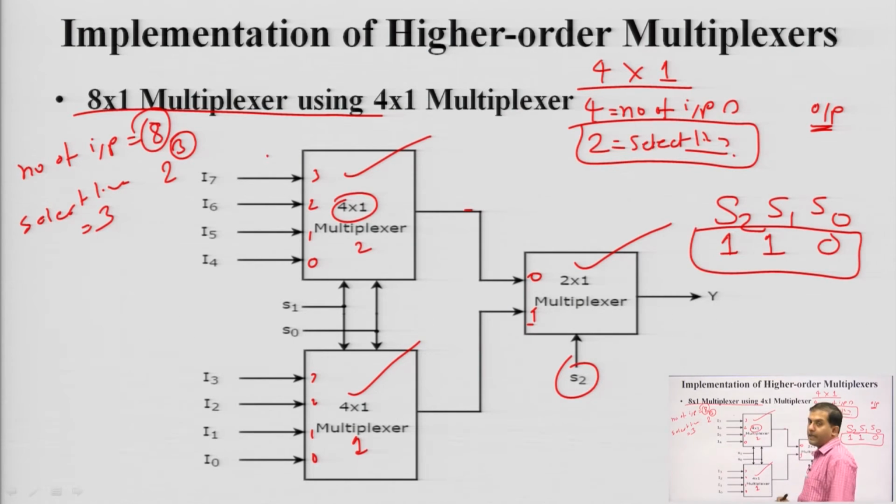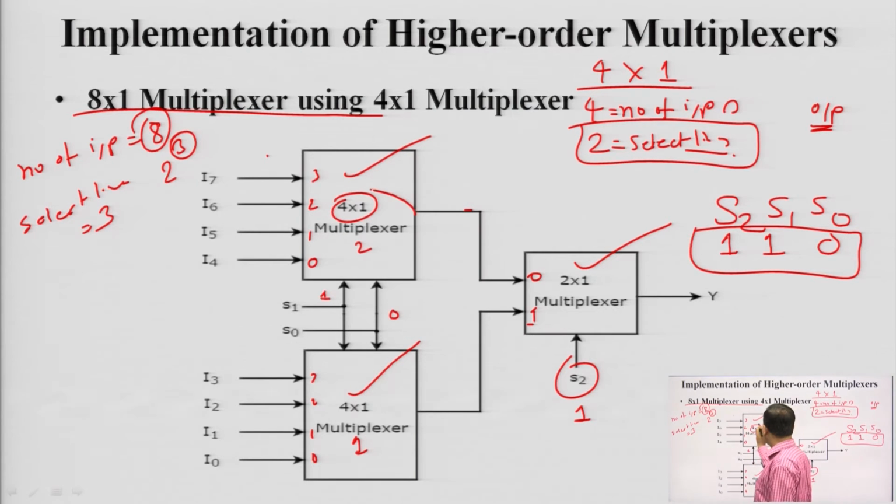Let us check this example, very important. We are going to check the output for the select line combination 1 1 0. 1 1 0 is nothing but 6 in decimal, so it should be connected to I6. Let us check how it is coming. Now S2 is 1, S1 is 1 and S0 is 0. So, 1 0 means 2.